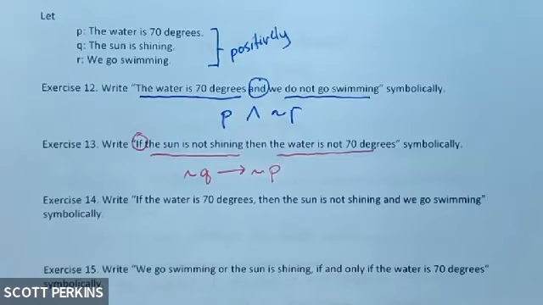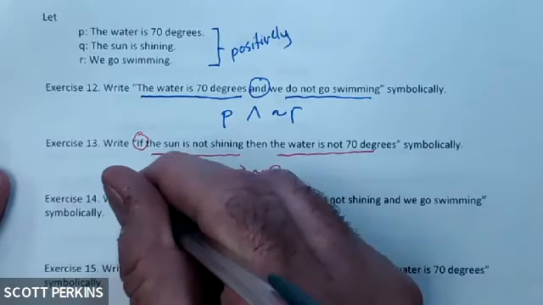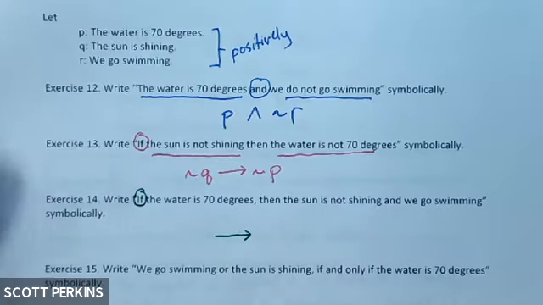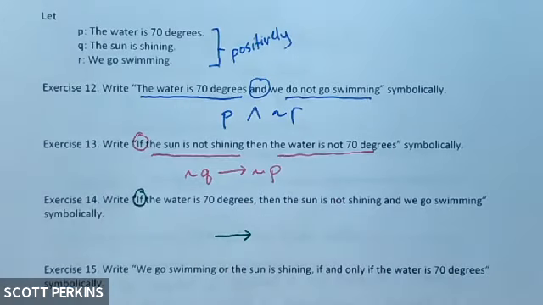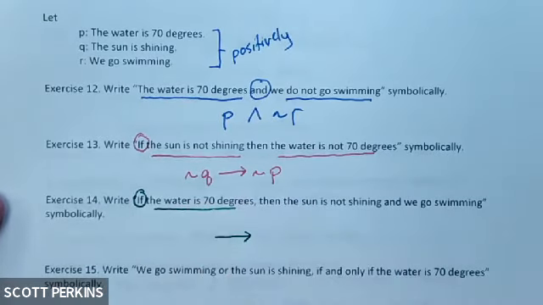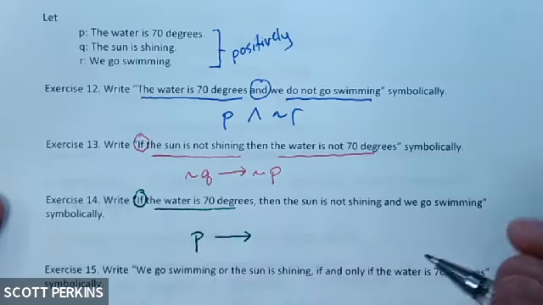Okay, on this one, again, if you have a question, I understand. This one starts with the word if, so I'm going to put an arrow right there. Whatever comes directly after the word if goes on the left. What comes directly after the word if is the water is 70 degrees, so that's P. Notice the comma.